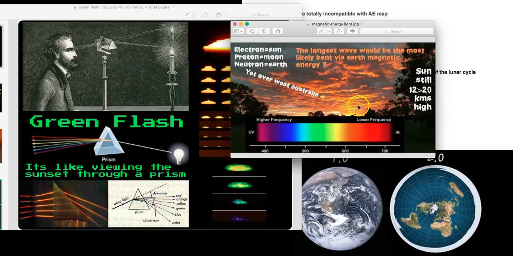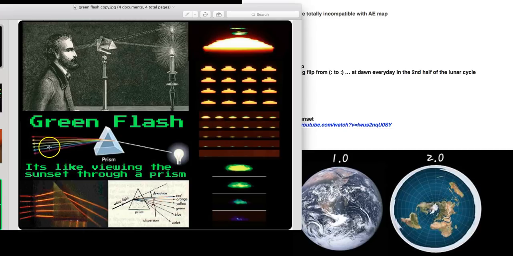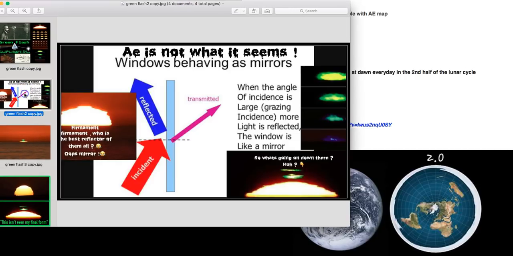The frequency, the sun is actually getting lower on the horizon. It's changing its light, the angle it's getting projected in at, changing its frequency. This is also suggesting that light is getting refracted, transmitted through a prism of some sort.